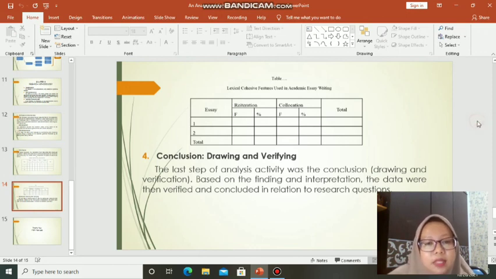Okay, and the last is conclusion, drawing and verifying. The last step of the analysis activity was the conclusion. Based on the findings and interpretation, the data were then verified and concluded in relation to the research questions.